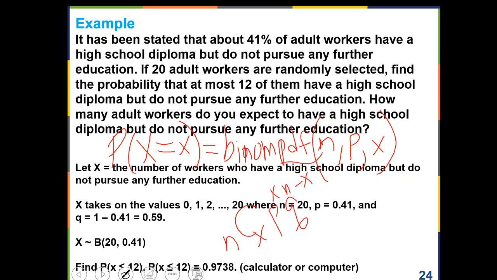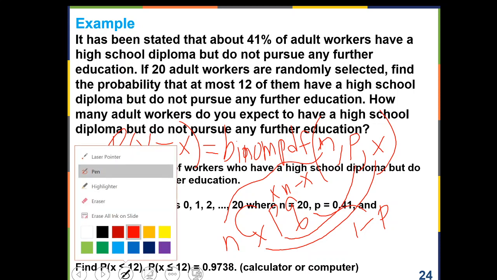So it's going to put the N over here, it's going to put the X over here, it's going to put the P over here, and it's going to take 1 minus P and put it there for Q, and then gives you the answer. It's much easier to do it with a calculator.